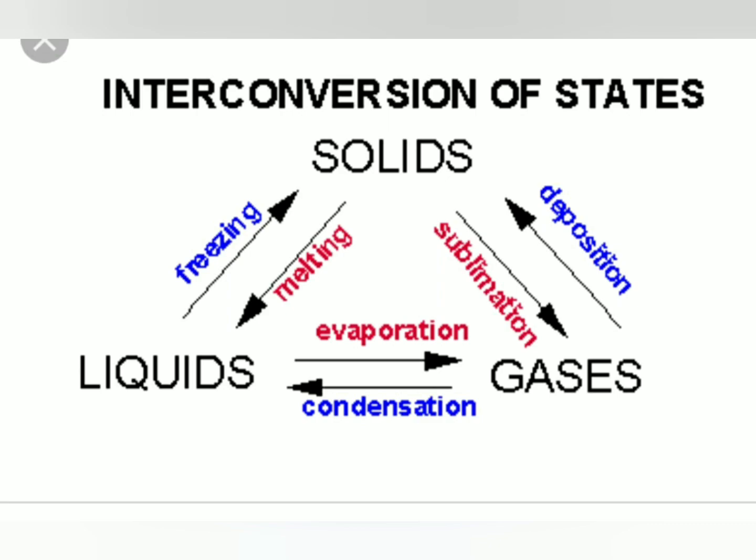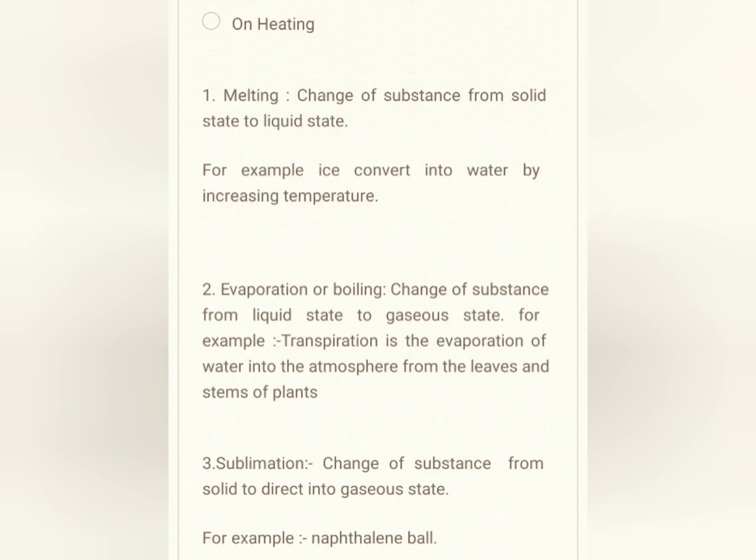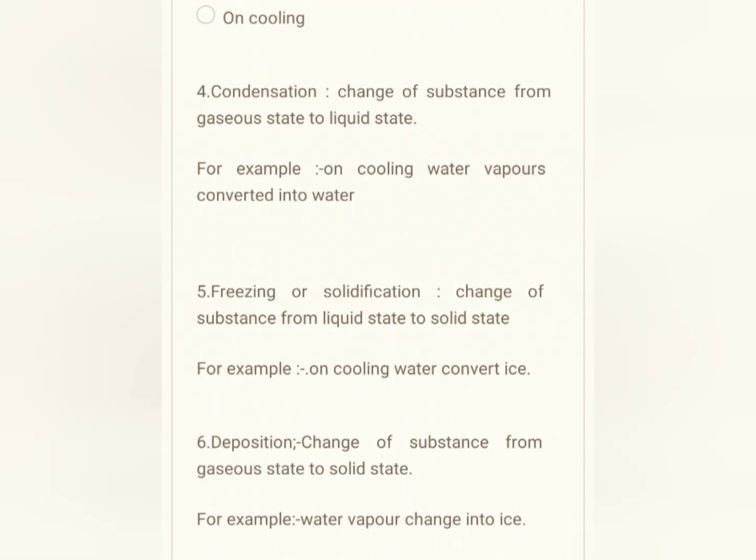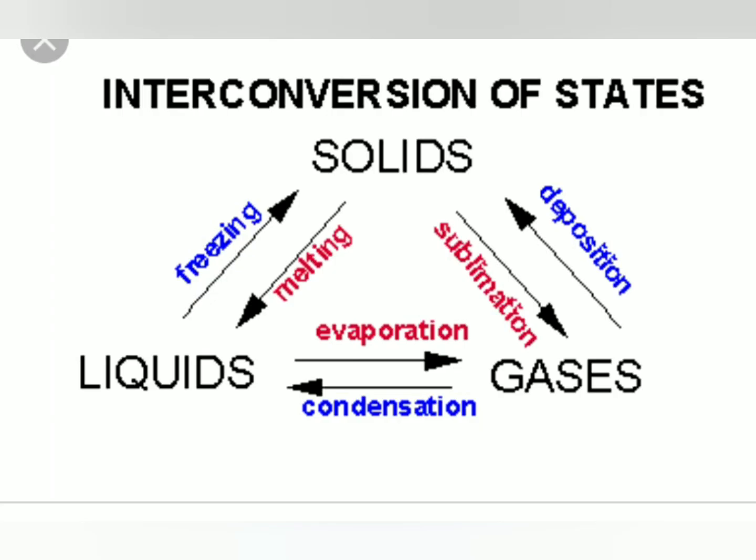The definitions of all the processes are here now. First is melting, second is evaporation, third is sublimation. These three processes depend upon the temperature. Another three processes, condensation, freezing and deposition, depend on cooling. These six processes are involved in the interconversion of the states of matter.